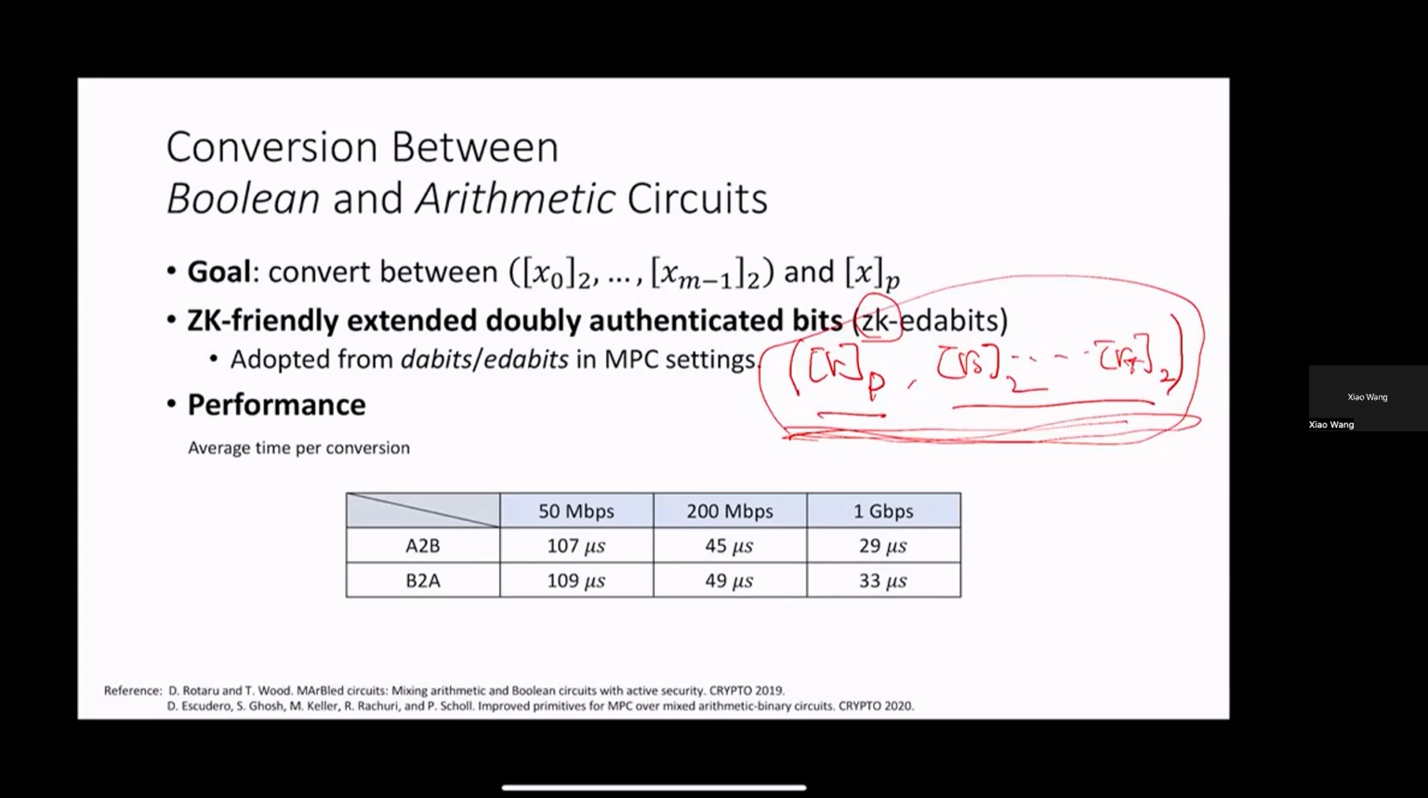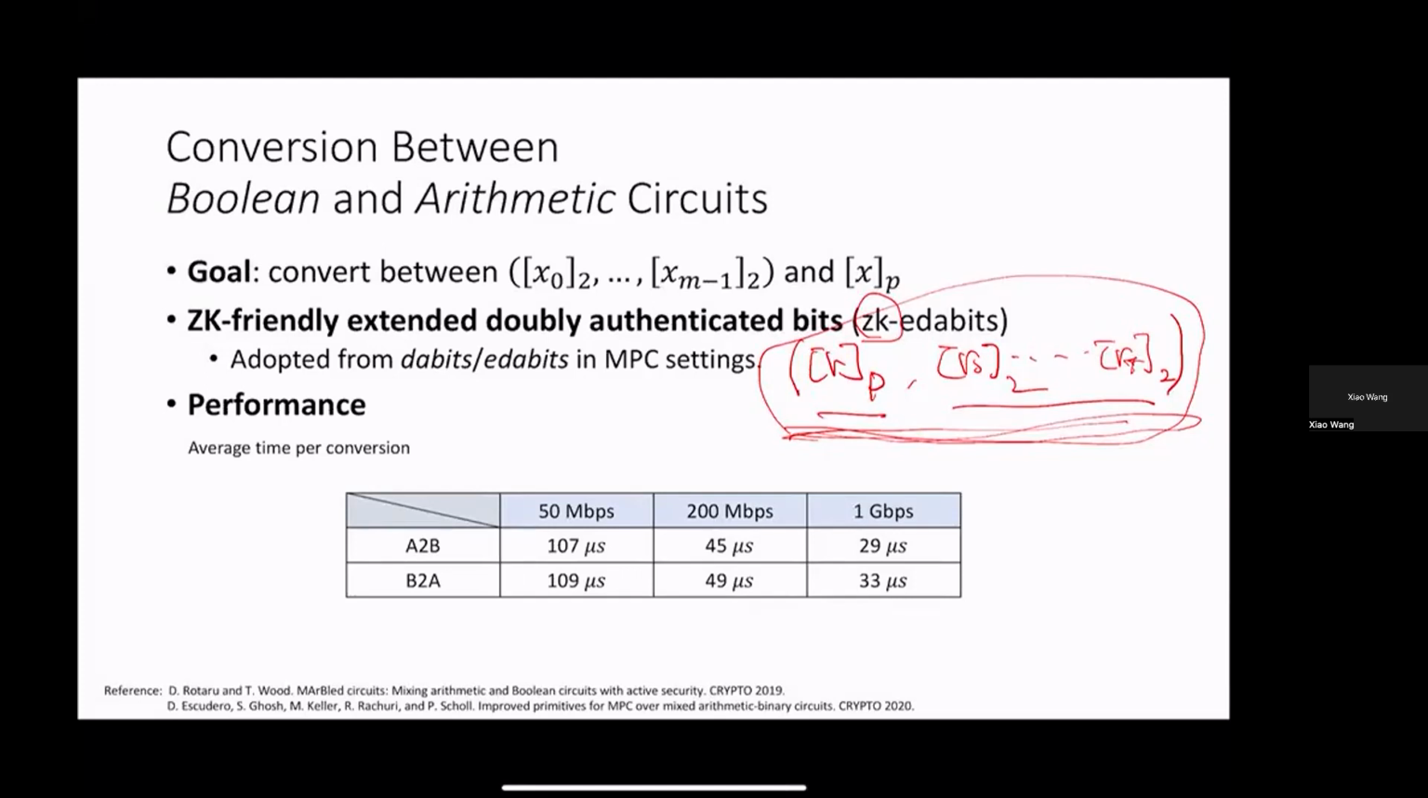So we need to invent a probabilistic game, and the game is going to ensure that if the game succeeds, then all of them are consistent. Okay, so this is the way to get this type of ADA bit, and once we get the ADA bit, we can do the conversion.